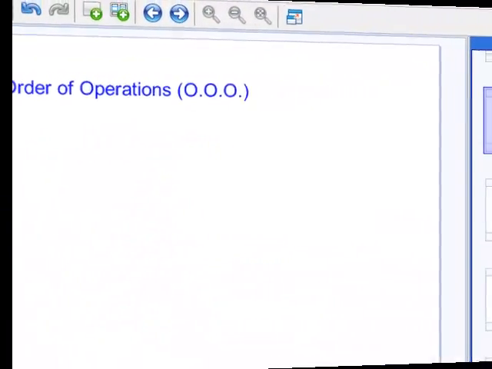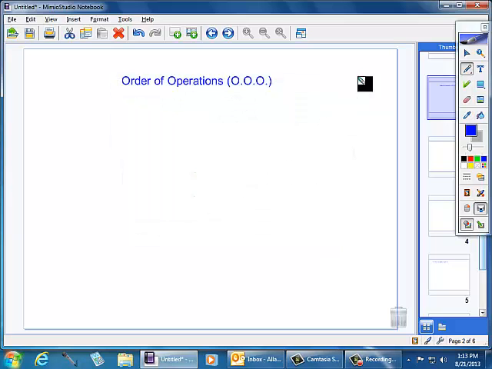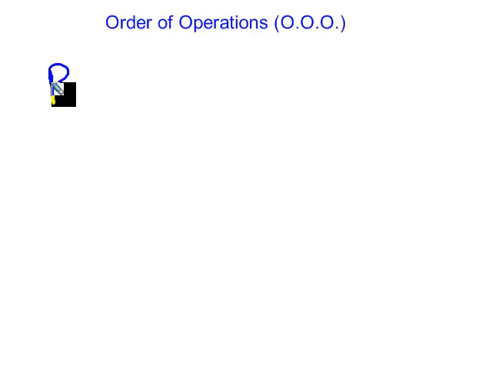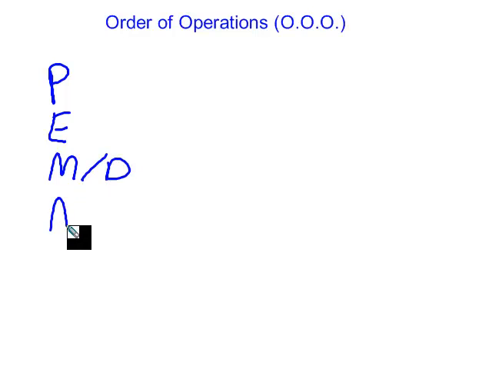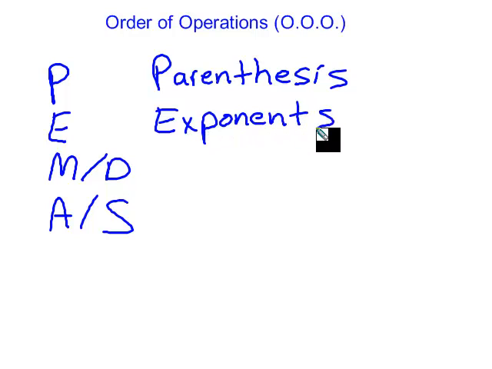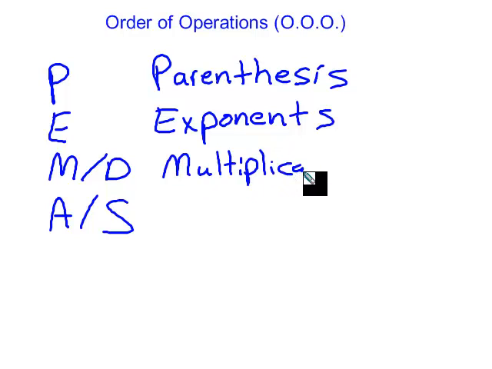Order of operations. Something you've seen before, yes? You have. All right. Please excuse my dear Aunt Sally. Yep, that's what it is. Please excuse my dear Aunt Sally. What does P stand for? P stands for parentheses. E stands for exponents. M, multiplication. Slash division.